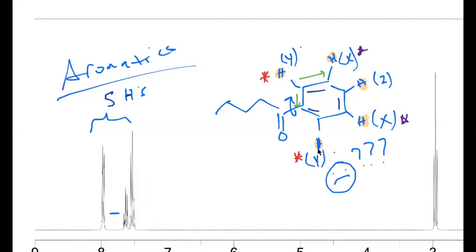So what should Y be, multiplicity, splitting pattern wise? It should be a doublet. Doublet. Good. Do you see a doublet down in the aromatic region? Yeah, right here. What about X? What should X be? It has two neighbors. So a triplet. Do you see a triplet down there? It's not symmetrical, but do you see a triplet? Right here, don't you?